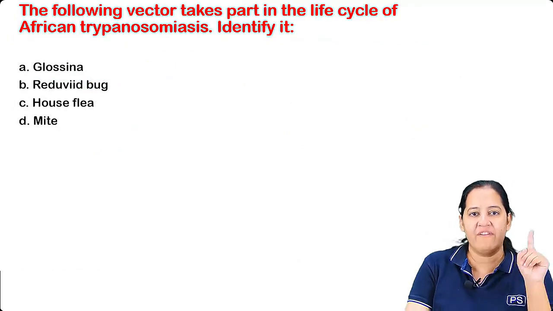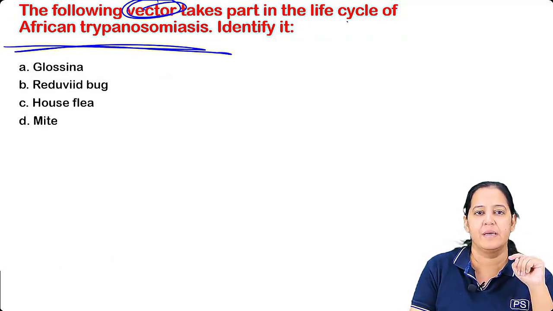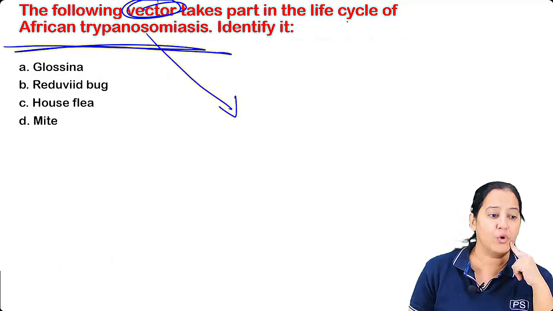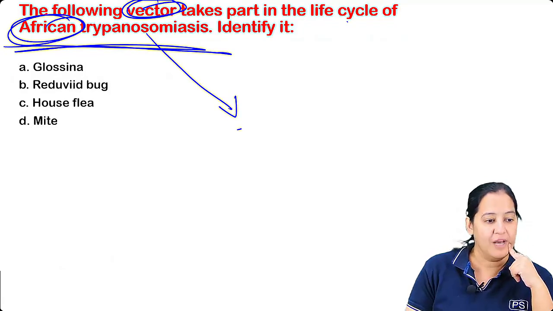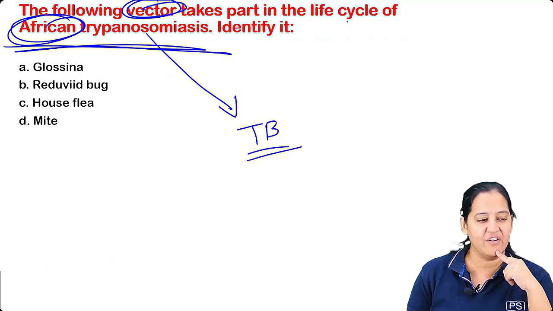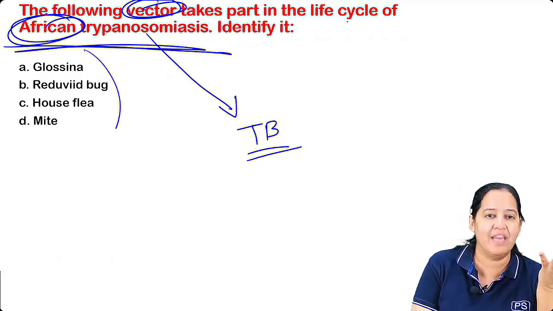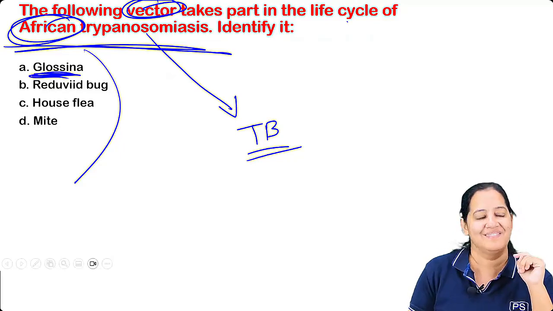The following vector takes place in the life cycle of African trypanosomiasis. First tell me, who is the African one? Brucei or Cruzi? The African is Brucei. So they are asking the vector in Brucei. What is the vector in Brucei? It's the tsetse fly. You will say ma'am, it is not in the options. Look for the scientific name. So of course the answer is genus Glossina. Genus Glossina is the answer.